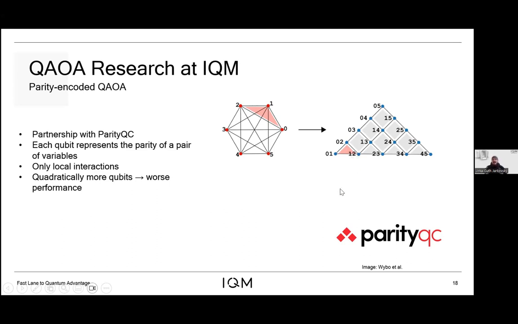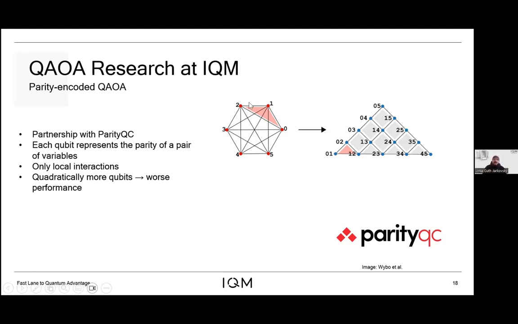And now this has the property that it changes these two-body terms, these terms that act on two qubits in the previous problem, into just single-site terms that act just on a single site, right? If there is some interaction between these two qubits, if it wants them to be the same, then it will push this one to be zero. If it wants them to be different, it will push this one to be one.